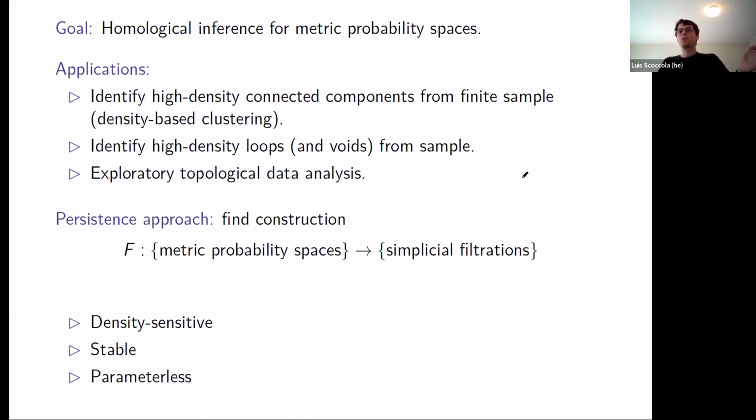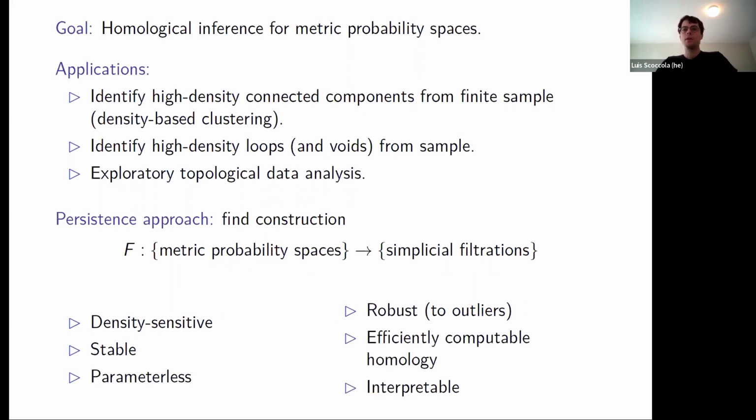If we're going to allow the filtration to be an n-parameter filtration, with multiple parameters, then for the filtration itself, it would be nice if we didn't have to choose a parameter a priori. And then in an ideal world, we would get a robust filtration that is robust to outliers. And again, we're going to make that precise. And since we can always hope and dream, it would also be great if its homology was efficiently computable, and if it was easy to interpret in some sense that we will also make precise.